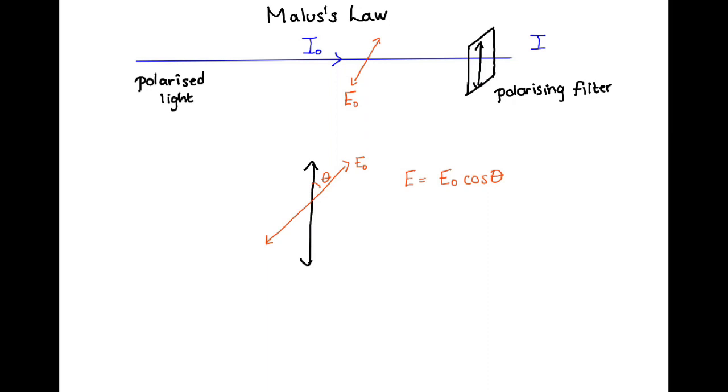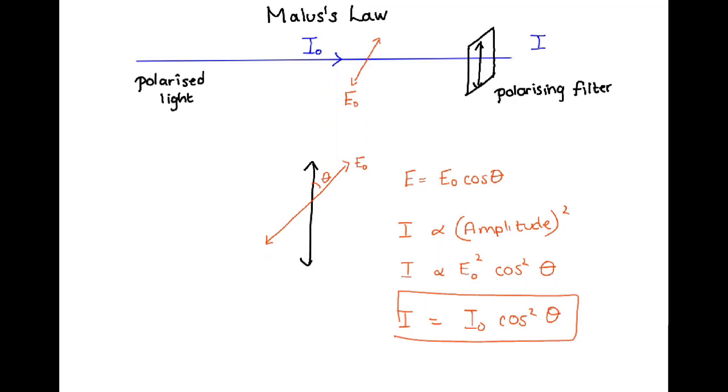Now, if you remember, the intensity of the light, or the energy in any oscillation, is actually proportional to the amplitude squared. Not the amplitude itself, but the amplitude squared, which means here I is going to be proportional to E0 squared times the cosine squared of theta. Now, Malus's law is actually normally written like this, with an I0 there instead of an E0 squared, because I0 is dependent on E0 squared. So this is Malus's law, and this is what we're going to check.